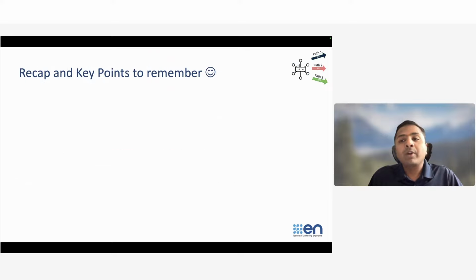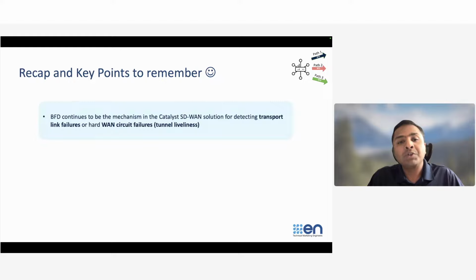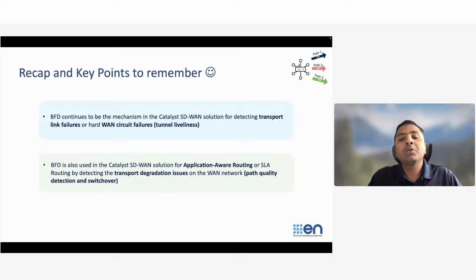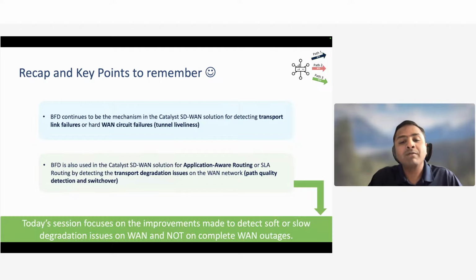Now, just a quick recap and key points to remember before I jump into the enhanced application aware routing. BFD continues to be the mechanism in the Catalyst SD-WAN solution for detecting WAN outages, like a total WAN outage, such as when there is a transport link failure, and is also used, as explained in the prior slide, for application-aware routing to detect slowly degraded WAN circuits. And in today's session, we focus on the improvements we made to detect the slowly degraded WAN circuits.